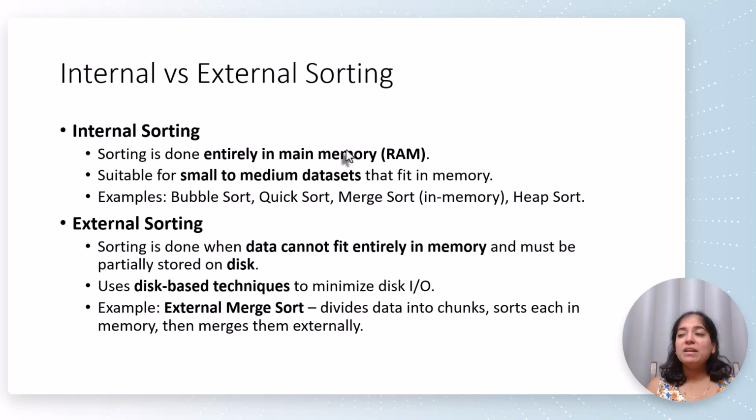Whereas external sorting is used when data is large enough that it cannot fit in the RAM, as all of us know that RAM is limited in size. In that case, the data is stored on the hard disk, and then we need to perform some input output operations, some disk based input output techniques, to read out the data to sort it. That is done as external sorting. For example, external merge sort. Now make sure merge sort can be performed both ways, internal sorting as well as external sorting.